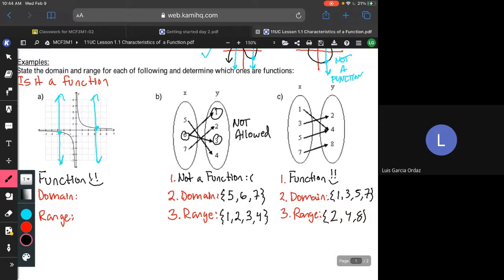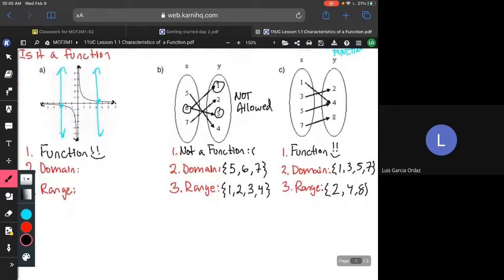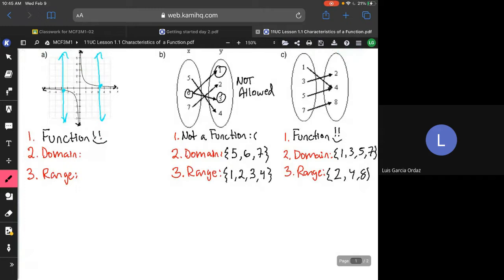If you don't notice in A, there's supposed to be these little arrows at the end of the graph. Does anyone know what those arrows mean? At the tips, it continues. Okay. So let's see if you guys can figure out the domain and the range for this graph A. So what would my domain be for A? Let's see. Paulina? Okay. That's good.